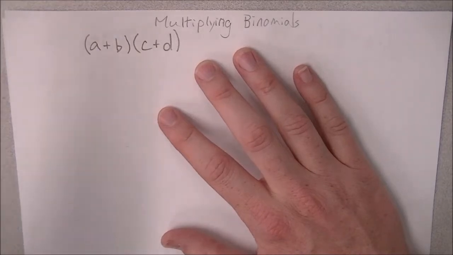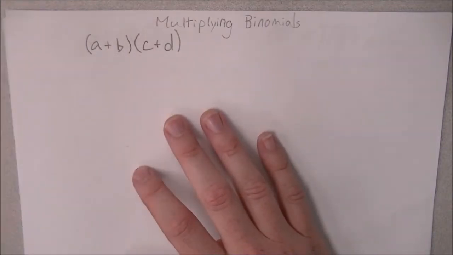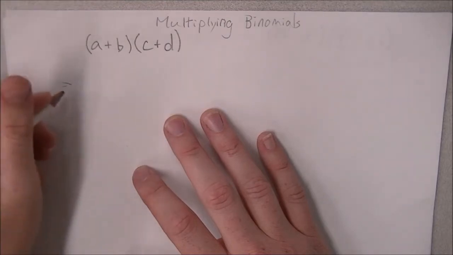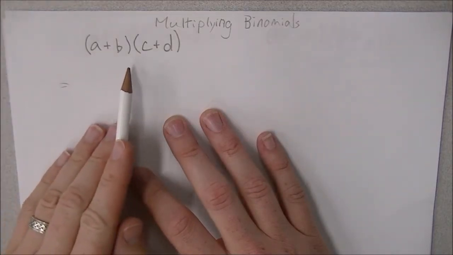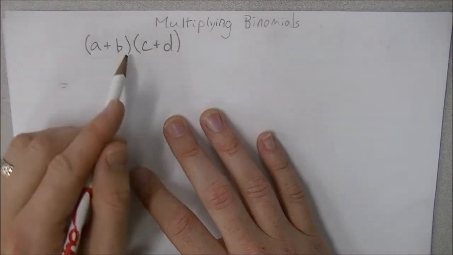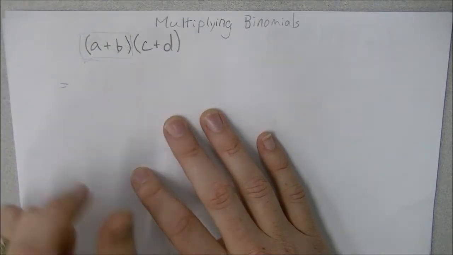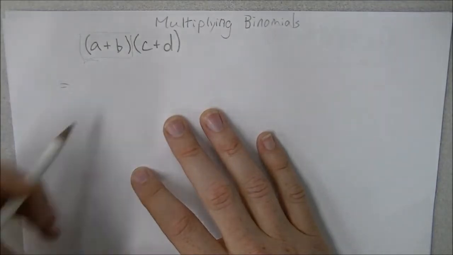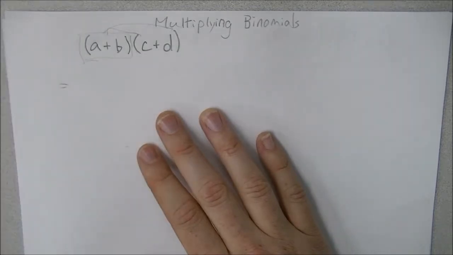Sometimes you might be asked to multiply some binomials together. In some places you might have learned about foiling. That's a great little memory trick, but really it's just an application of the distributive law twice. So we're going to take this a plus b and treat it like it's one thing, like a box, and we're going to distribute that to both parts of the c plus d, to both terms there.